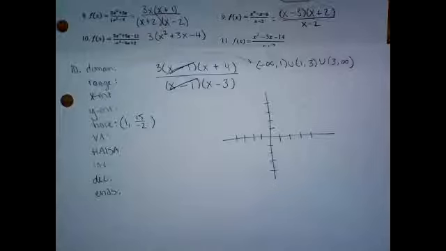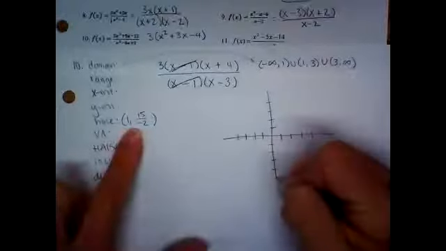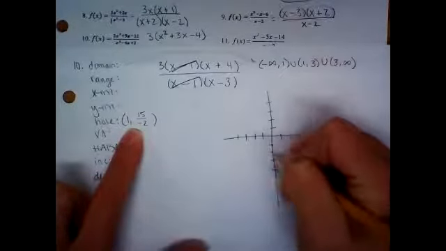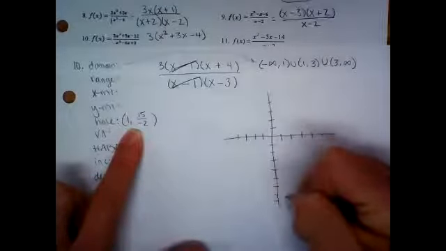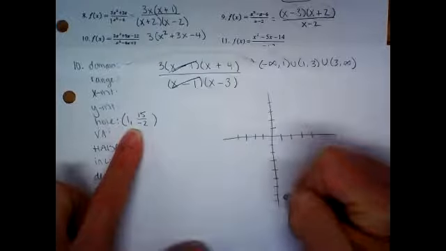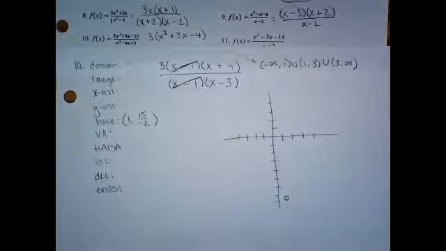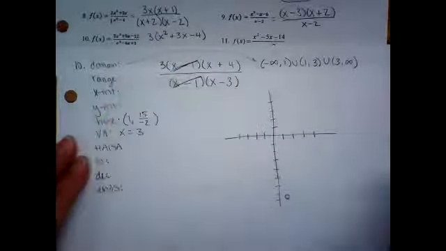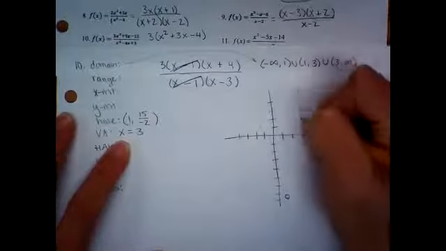Well, 16 halves would be 8. 14 halves would be 7. Do you see what I'm saying? It would be halfway in between 7 and 8. It would be negative 7.5. So 1, negative 7.5. So like right about there. So 1 became the hole. That means 3 is the vertical asymptote. So x equals 3, and you can dot that.